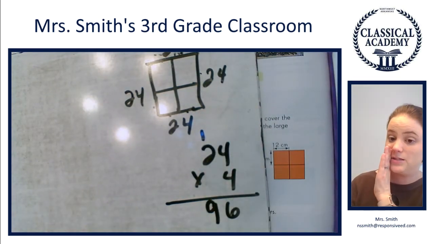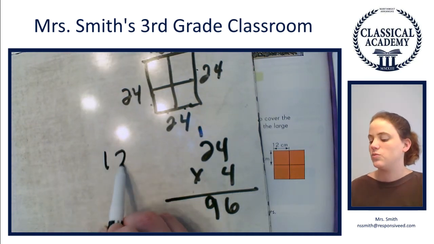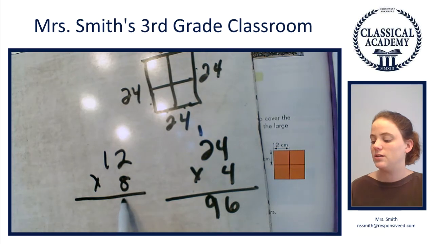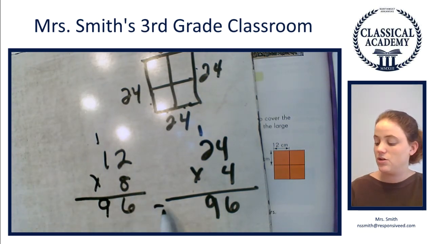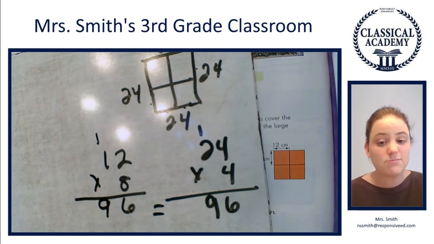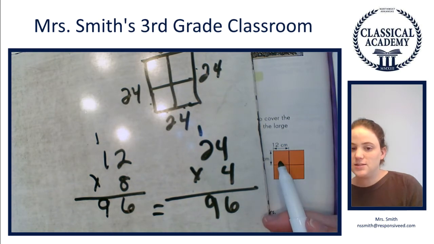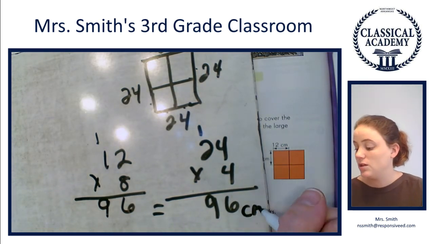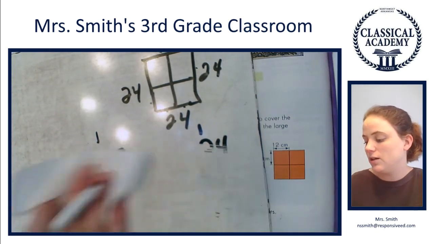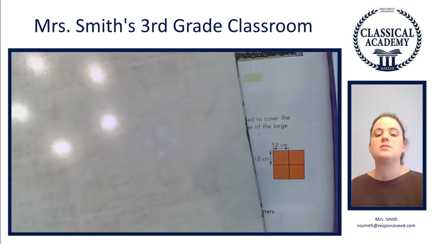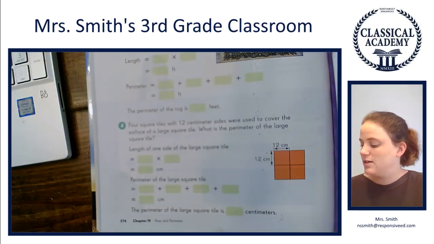Is that the same thing as 12 times 8? Yes, it is. 12 times 8, let's double check it. 16, 96. They're equal, right? Either way, the perimeter is 96. 96 what? It says centimeters. Unit, unit, unit, unit, unit, unit, all day long. How do you like my unit song? Remember that from class? So now it says, so the perimeter is what?